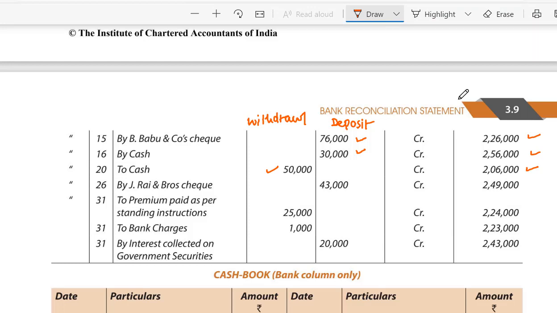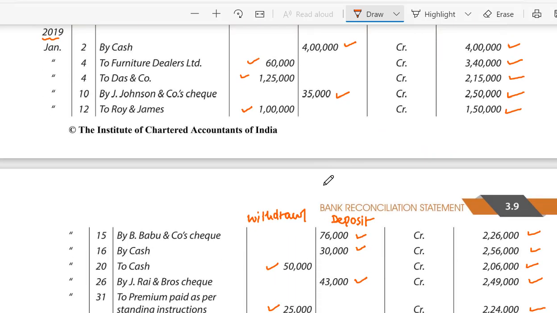On 26th January, there is a deposit by J. Rai and Brothers 43,000. The closing balance is 2,49,000. On 31st of January, the premium paid as per standing instruction. Withdrawal of 25,000, standing instruction. The closing balance is 2,24,000. On 31st of January, the bank has charged 1,000 rupees and the closing balance is 2,23,000. On 31st of January, the deposit is 20,000, that is interest collected from the government securities. The closing balance is 2,43,000. So this is about the bank passbook.